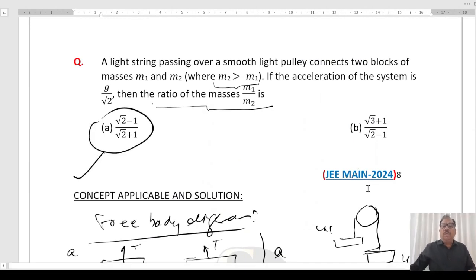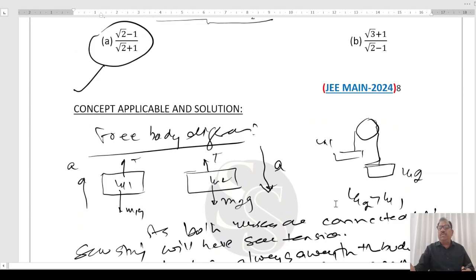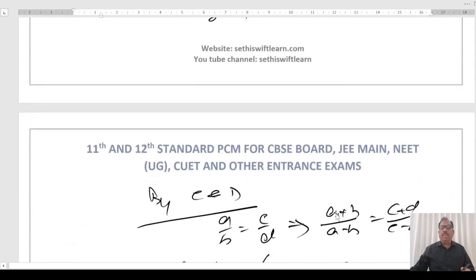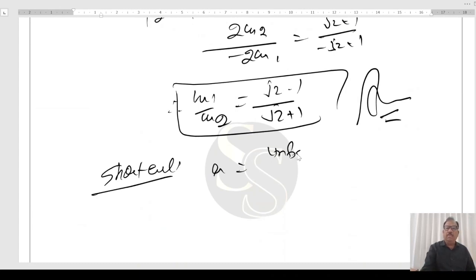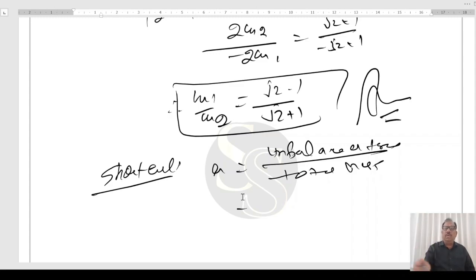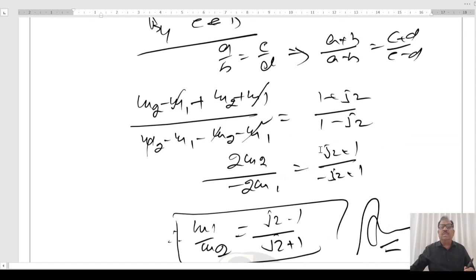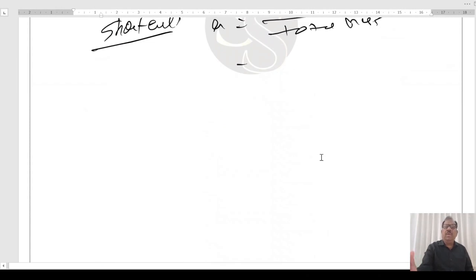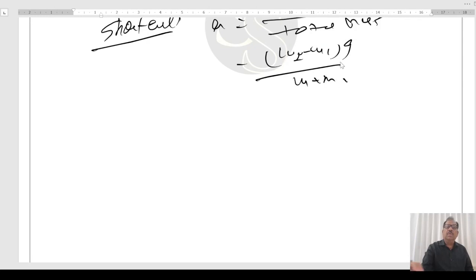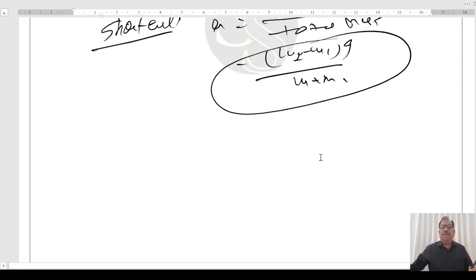Now in this case, the shortcut is unbalanced force. Unbalanced force means the difference of the masses. Acceleration will be equal to the unbalanced force divided by the total mass. What will the unbalanced force be? One is pulling down, one is pulling up, so it is the difference of the masses. Which is greater in this case? m2 is greater than m1. So the difference is (m2 minus m1) into g upon the total mass. Equate this to g by root 2, and that will be the answer. Right? Next question.